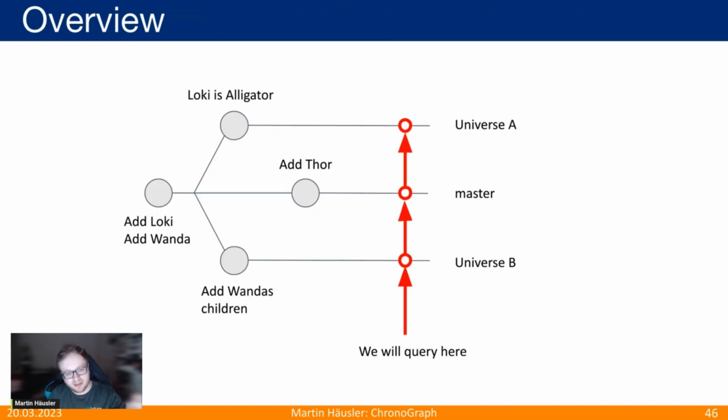So first of all, we added Wanda and Loki as our two vertices initially. Then we created the universe A and universe B commits. And then we added another one to master. And now we're going to query all the 3 branches at their latest point in time and see what data we actually get from that.